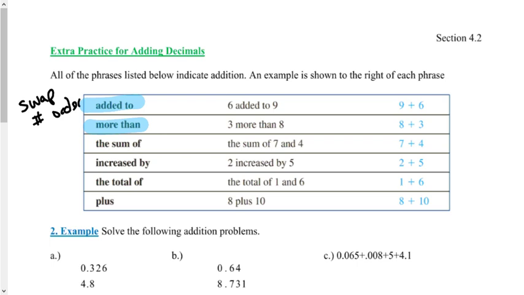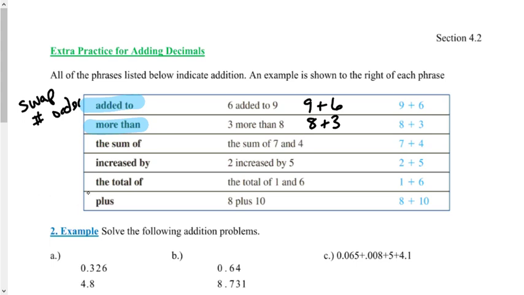And that seems weird, but I think it's important to understand what you're really doing with the language. When you group everything all together, it's easy to mix up when they get more complicated. So this says 6 is added to 9. I would write that as 9 plus 6, because if it says 6 is added to 9, it means start at 9 and increase it by 6. If we're using the language more than, 3 more than 8, that means start at 8 and then increase it by 3. That will take you up to 11, obviously.